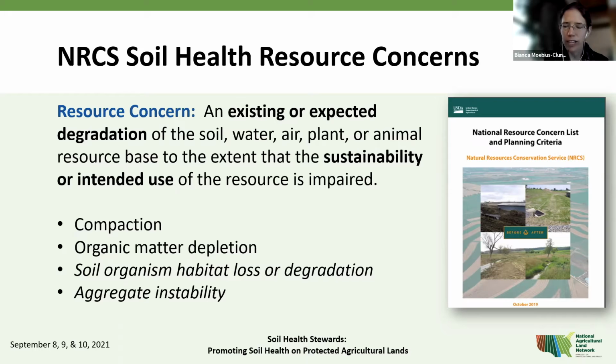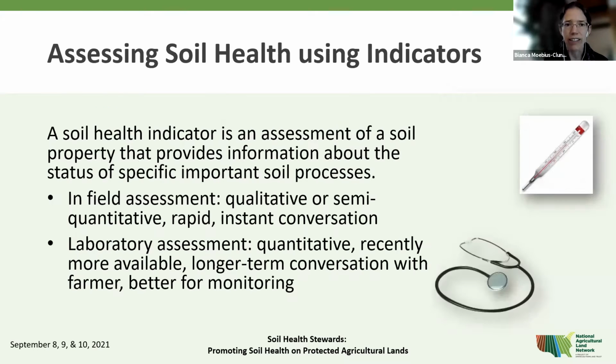So having looked at, okay, what's the problem? How do we define it? Now let's go a bit into the actual assessment. And then I want to leave a bit of time for question and answer. There's basically two general approaches we can take, right? We can do an infield assessment. So looking at indicators that are an assessment of a soil property that provides information about specific soil processes to tell us something about how the soil functions, right? We can do that infield.